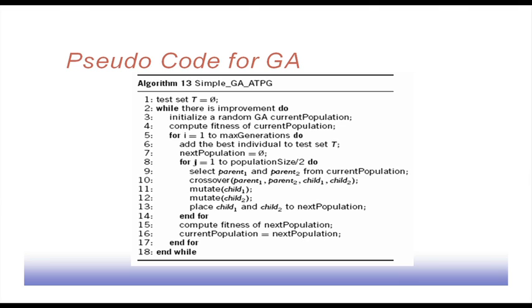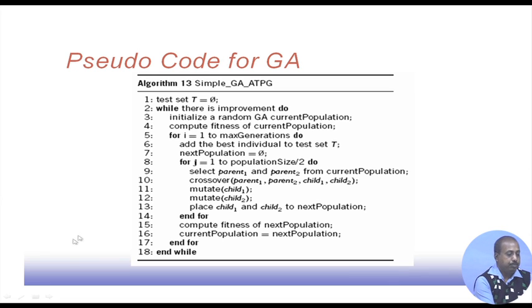Then we add the best individual to test set T. In generation 0, we have generated one random population set. From this random population set, after computing fitness, we get the best fit individual. That best fit individual is added to the test set T. So, T now has one individual, or one chromosome, in it. Then we compute another set, the next population. This set is initialized to null, and then we try to create new population, new individuals, to put into the next population set.